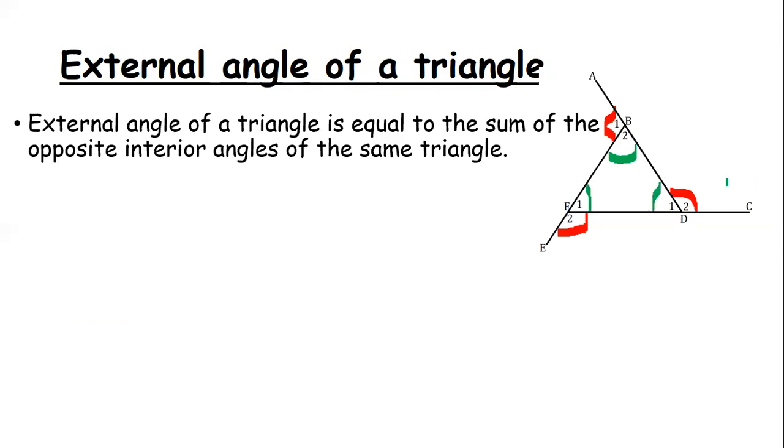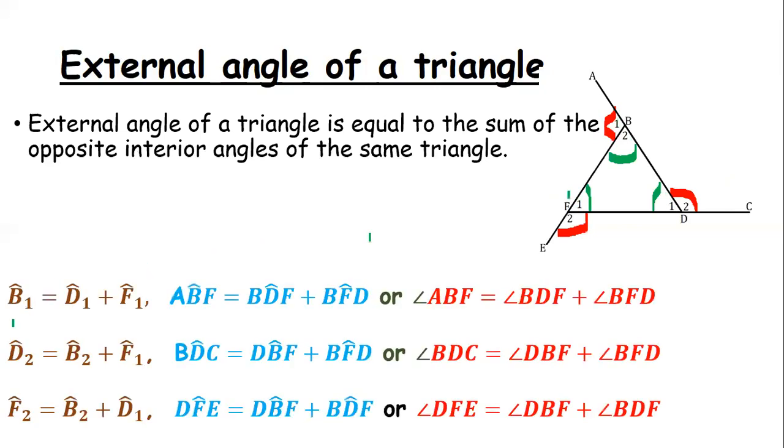So if you look at these angles, they are related to the interior angles in the sense that the size of an external angle is equal to the sum of the opposite interior angles. If you look at angle B1, it's an external angle. So it's going to be equal to D2 plus F1. So we can say angle B1 will be equal to angle D1 plus F1.